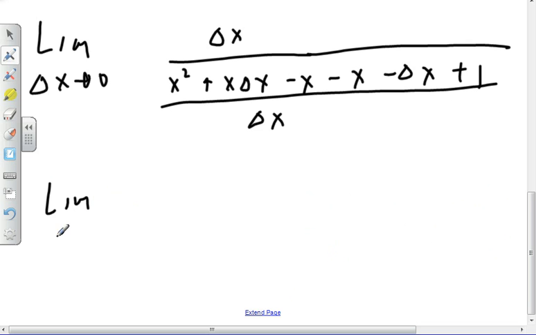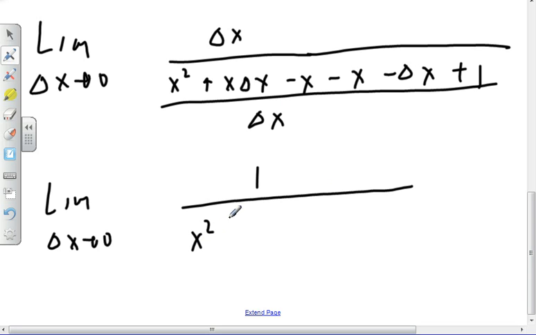Limit as delta x goes to 0. These two delta x's can go away, right? 1 over x squared minus 2x plus 1. Delta x's go to 0, so they go away, and I'm done.